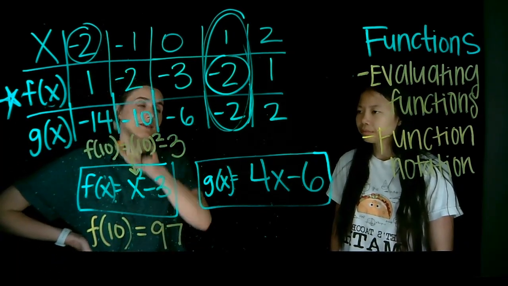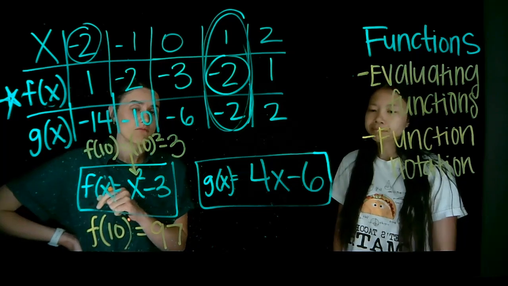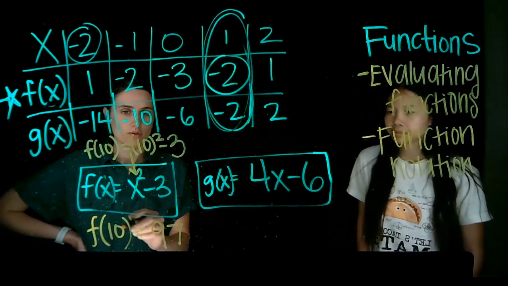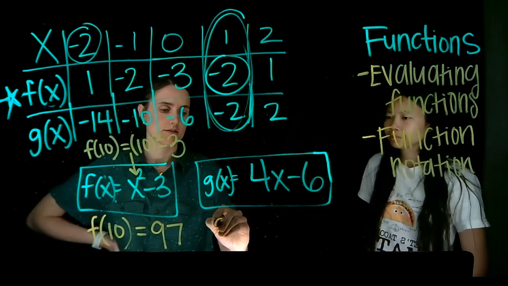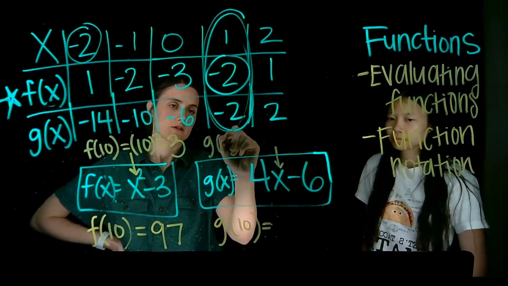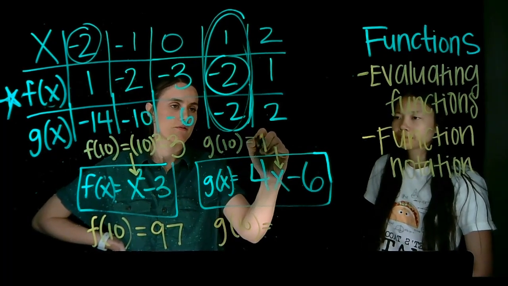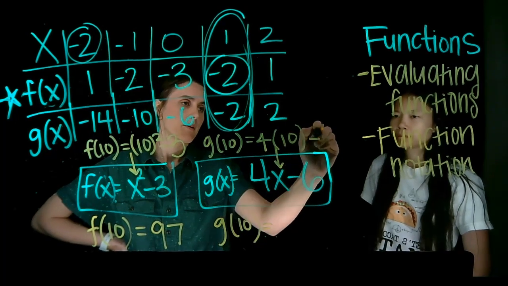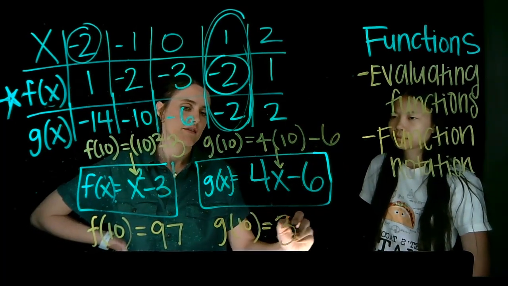That would take a really long time to fill out all of the table. So if we have a value that's not in our table, we can just plug it into our equation. Same with g of 10. We can plug in 10 right here. So g of 10 equals 4 times 10, which is 40, minus 6, which is 34.